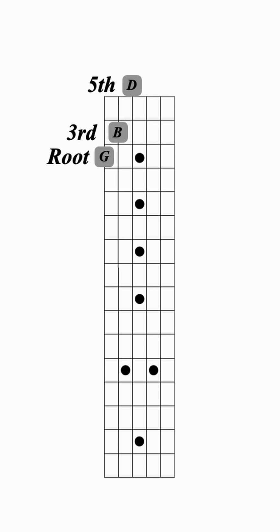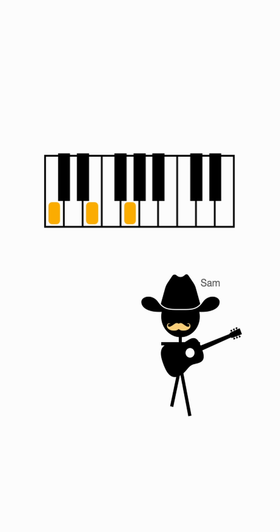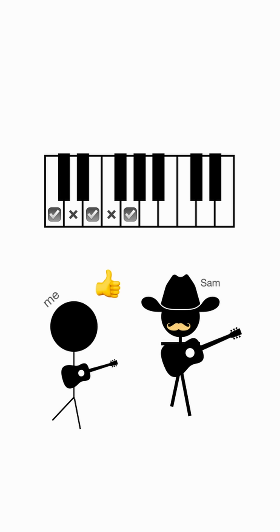And this is why we call these notes the 3rd and the 5th, because they're the 3rd and 5th degrees of the corresponding scale. Sam said, okay, that makes complete sense. Is it like on the piano where you do this, playing every other white note to make C major? I said, yeah, that's exactly the same thing.